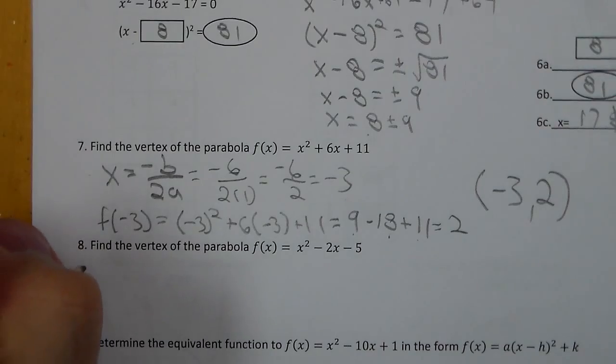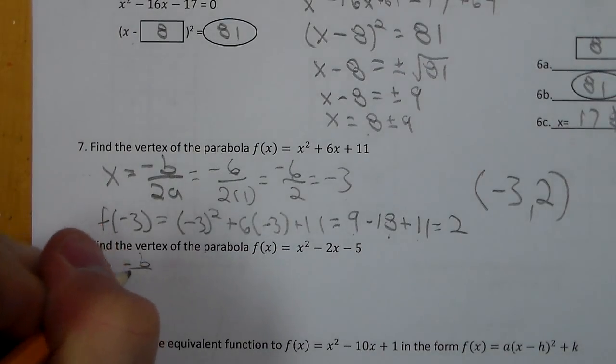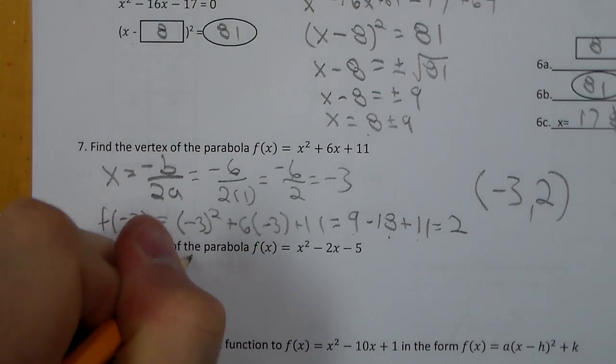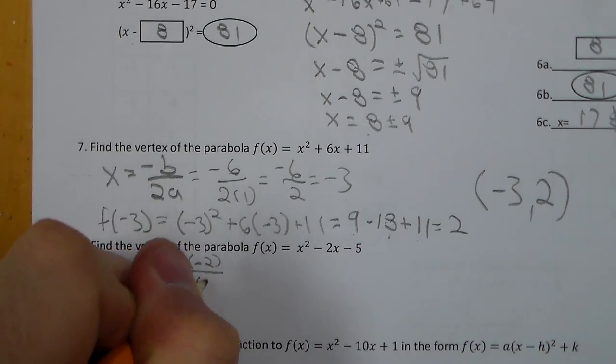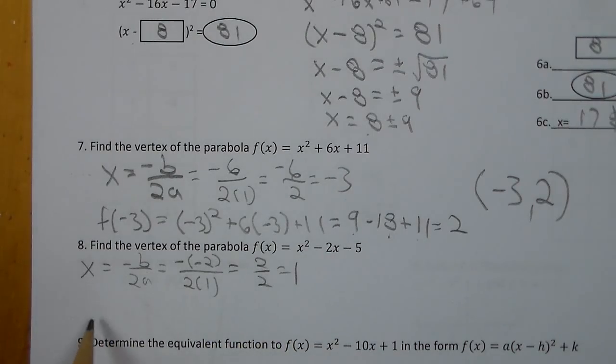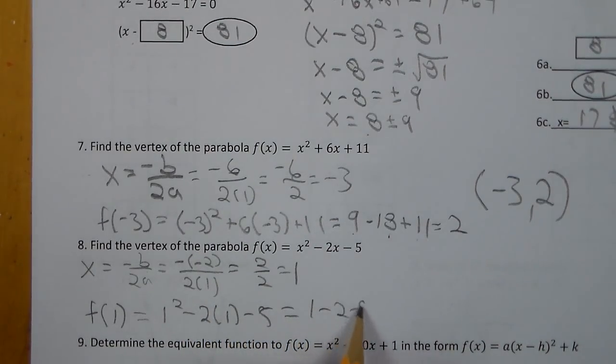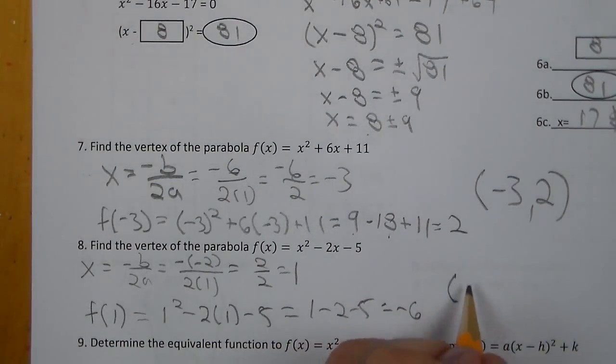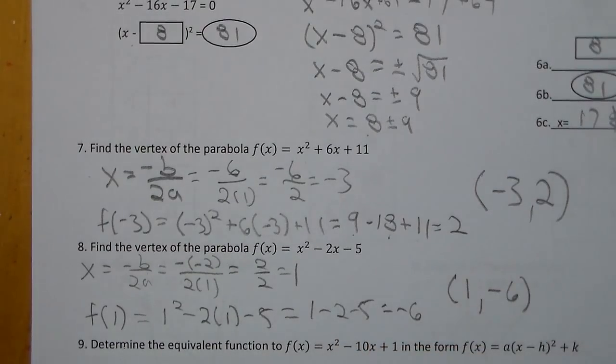Number 8 is the same idea. x equals negative b over 2a. We're going to do negative negative 2 over 2 times 1. That's going to be 2 over 2, or 1. We now plug this back into the equation. f of 1 equals 1 squared minus 2 times 1 minus 5. These two negatives together become a negative 7. Negative 7 out of 1, I get negative 6. So my vertex would be 1, negative 6.